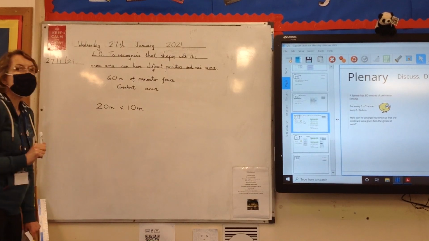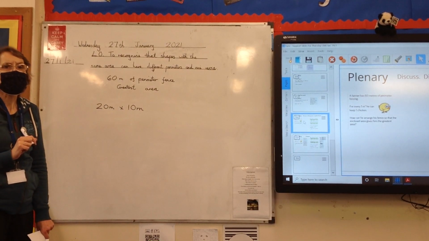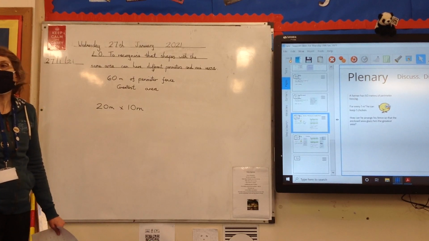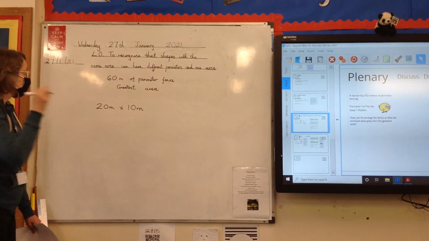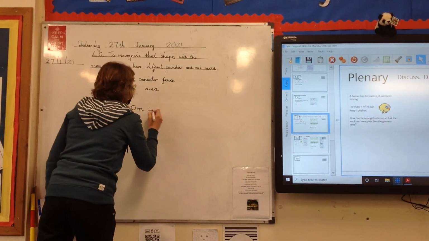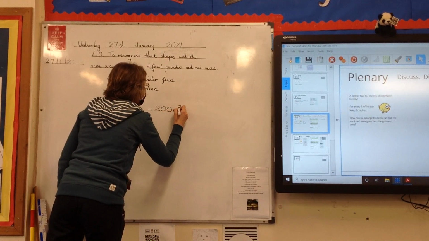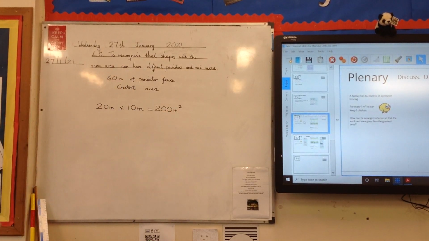What would the area of my field be? Area equals length times width. So the area will be 200 metres squared. Good. Well done. And well done for remembering the metres squared. So, okay, that's fairly big. That's quite a lot of chickens. Can we improve on that?